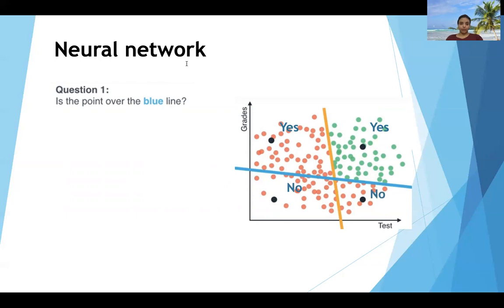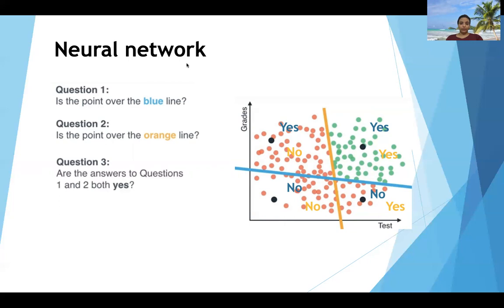The second question is, is the point over the orange line? The answer is no, yes, no, and yes. And now we will take the answers from the previous two and combine them. So the third question is, are the answers to question 1 and question 2 both yes? We can see here that they are all no except one, which is in the green area.